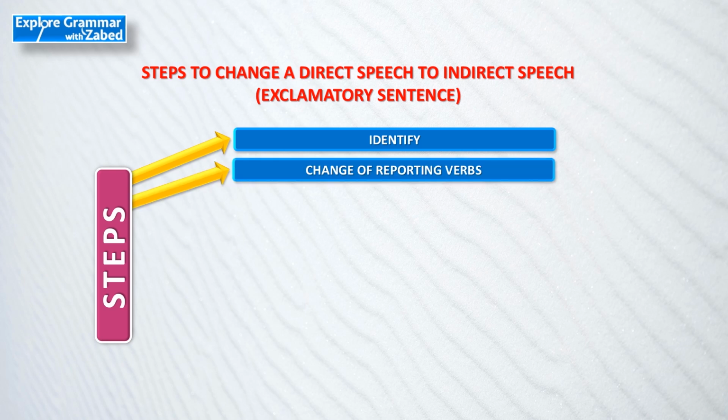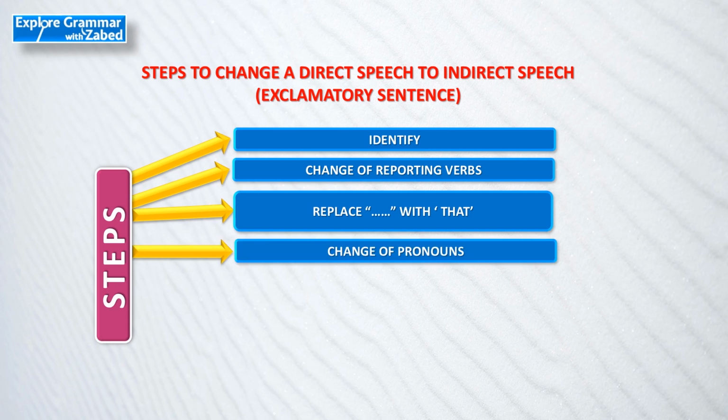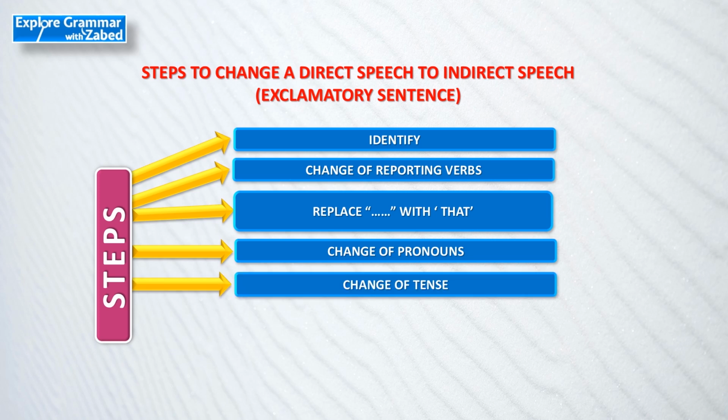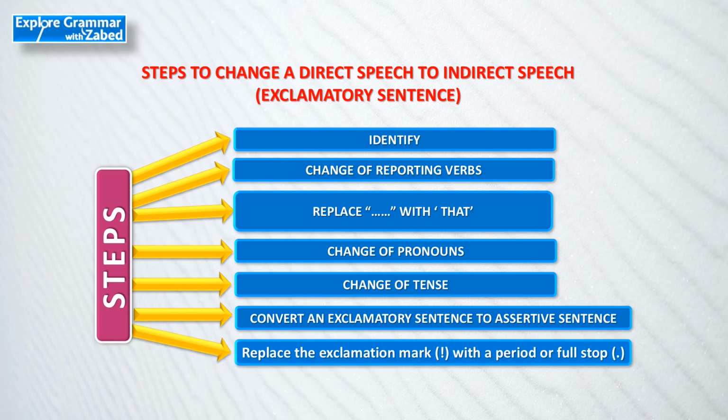Step 2 is the change of reporting verbs. Step number 3 is the replacement of inverted commas with the conjunction that. Step 4 is to change the pronouns. Step number 5 is to change the tense. Step number 6, to convert the exclamatory sentence to an assertive sentence. Step number 7, to replace the exclamation mark with a period or full stop.